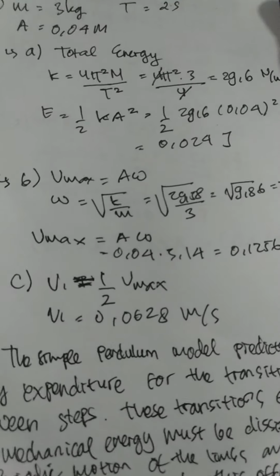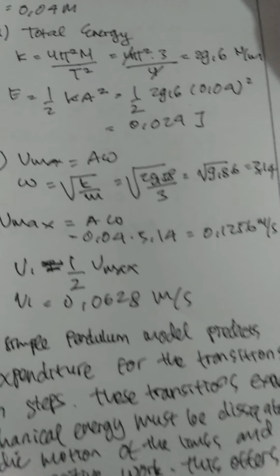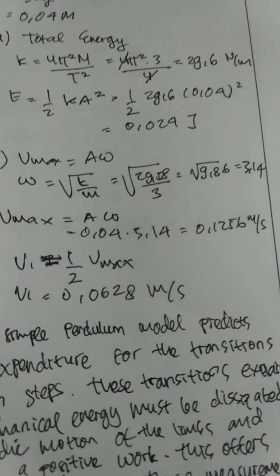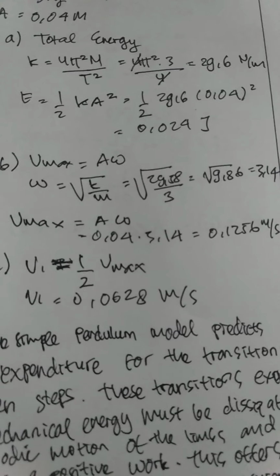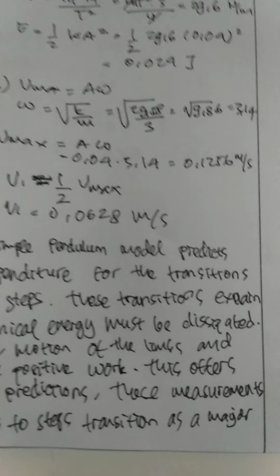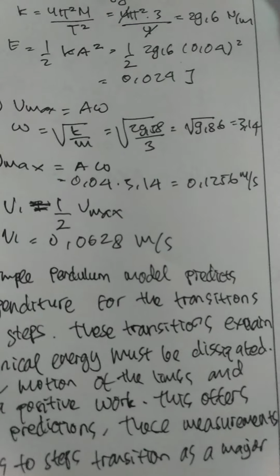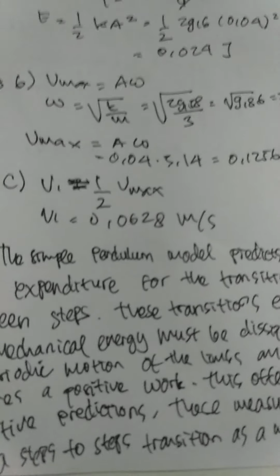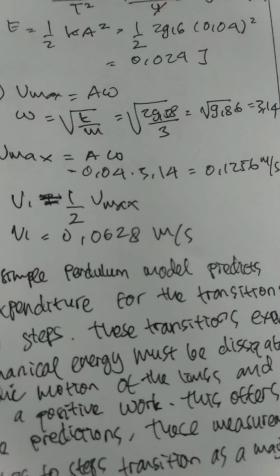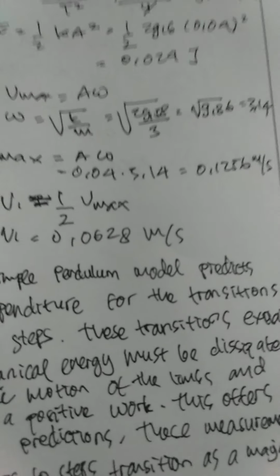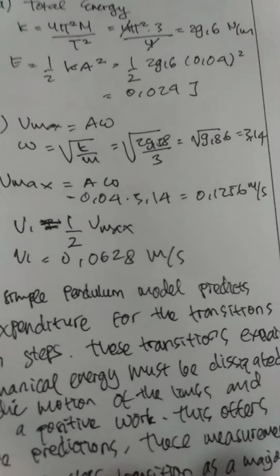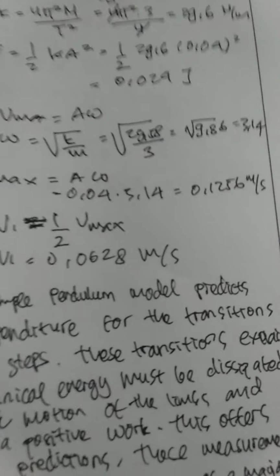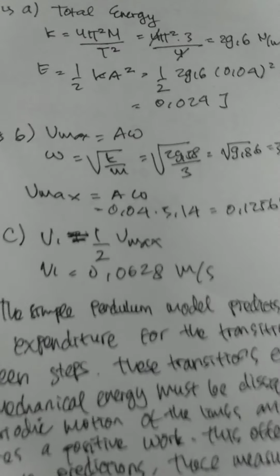The next question, what is the maximum speed of the object? Vmax equals A omega. So we got omega is 3.14. Vmax equals A omega equals 0.1256 meter per second. The next question is, at what position x1 is the speed equal to half its maximum value? V1 equals half its maximum value, so V1 equals 1/2 times Vmax. So we got V1 is 0.0628.